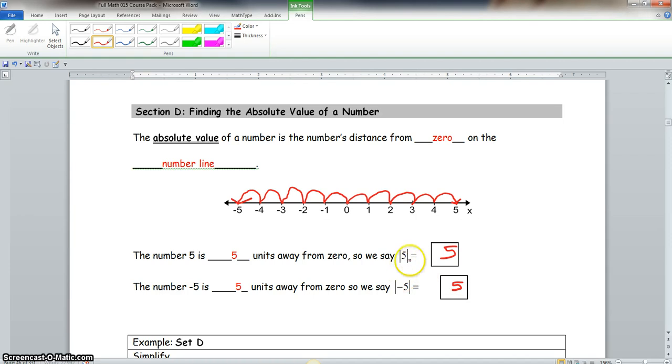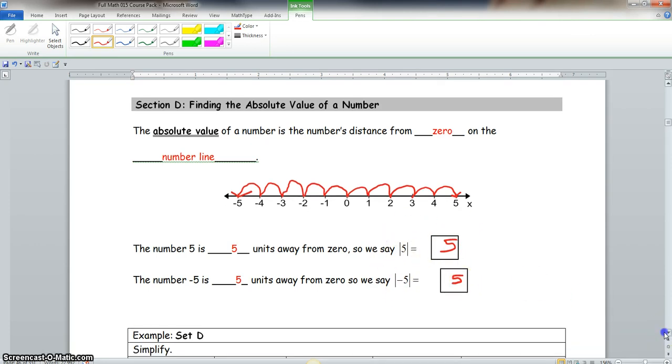Now one thing I want you to notice here is we did not do opposites here, because absolute value does not mean opposite. If we were doing opposites, we would say the absolute value of 5 would be -5, but you notice the absolute value of 5 is 5. And the absolute value of -5 is 5. It's just the number's distance from 0.